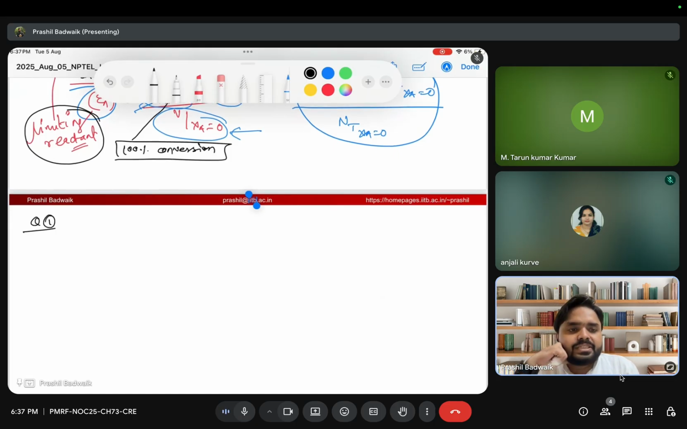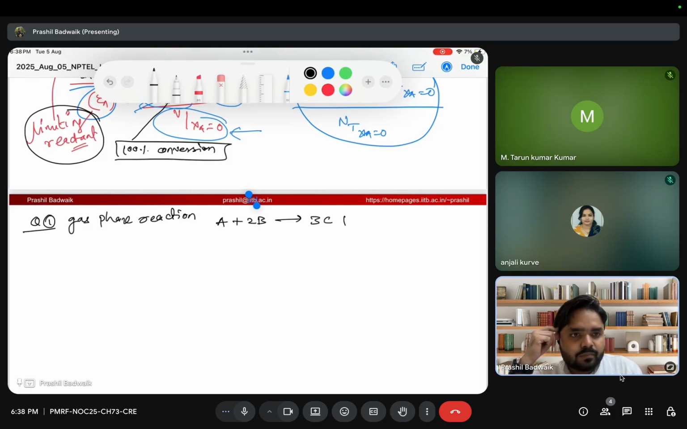I have a reaction which is a gas phase reaction. A plus twice B gives you thrice C plus 4 times D. This is a gas phase reaction and I have everything in gas phase. Every reactant in gas phase. Okay.